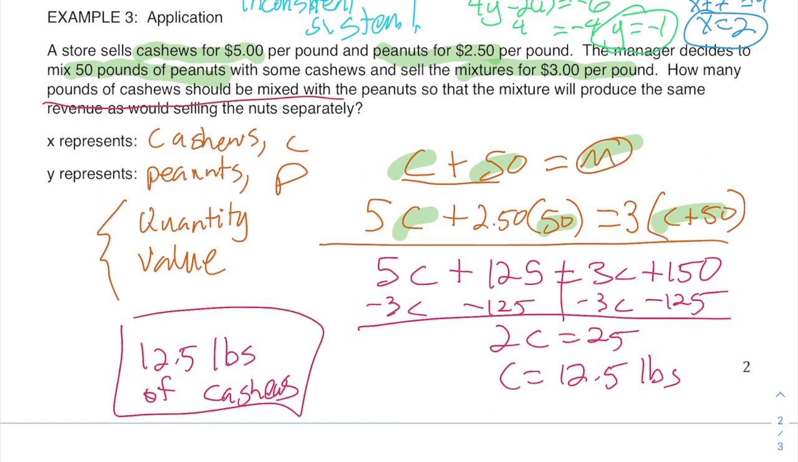How many pounds of cashews should be mixed with peanuts so the mixture would produce the same revenue as selling the nuts separately? Okay, this is my edit to this question.